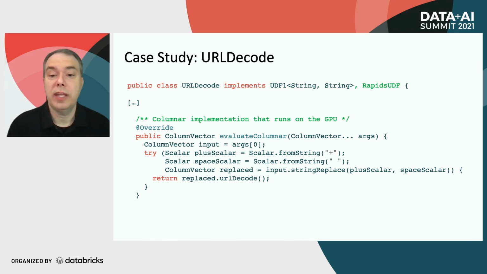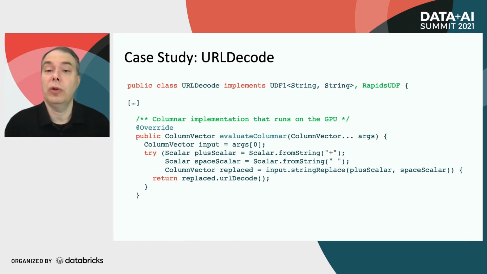So we can see here, we take our initial column vector argument, which is going to be a string argument. Again, I've removed error checking and things like that from here. You could have those in your UDF. We take that first argument, it's going to be a string column, and then we construct two string scalars, plus and space, and then we call string replace on that input to replace plus with space on the string, get a replaced column intermediate result back.